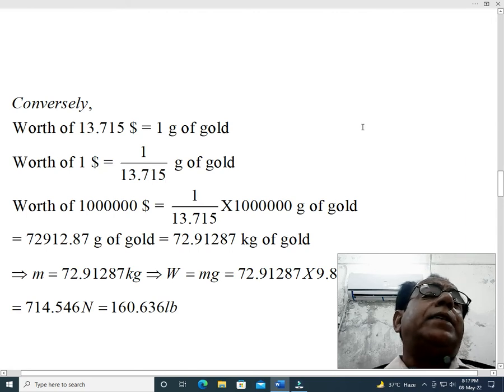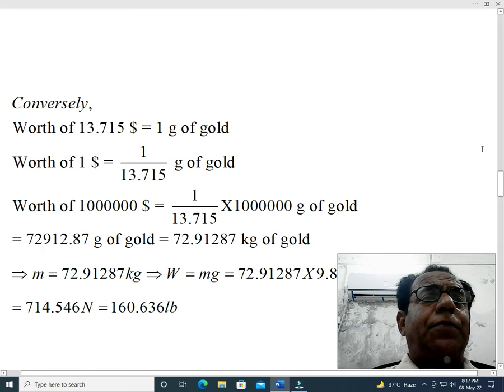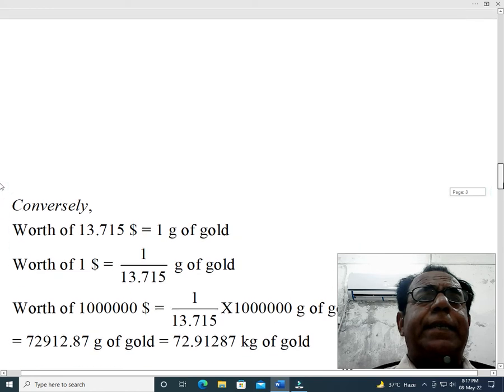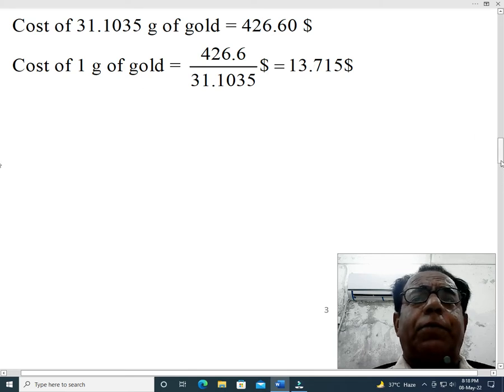Conversely, $13.715 is worth 1 gram of gold. In the next step, we have now moved conversely: if so many dollars are equal to 1 gram, then $1 will be equal to 1 divided by this 13.715.